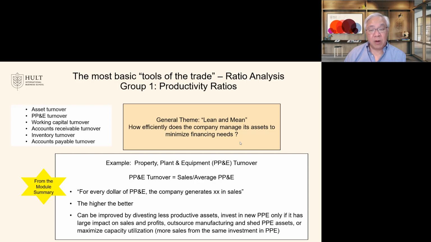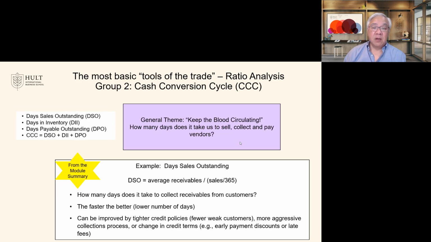So this is group 1 on productivity ratios. Group 2 is that cash conversion cycle mentioned earlier. And the general theme, you might think of this as you need blood in your system to keep things going. And blood in the system is cash, right? So this is how many days does it take us to sell, collect, and pay our vendors? And the example we'll just do, one of the 3 components, is the days sales outstanding, which answers the question of how many days it takes to collect receivables from our customers.